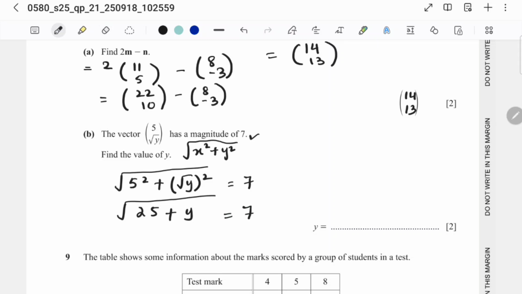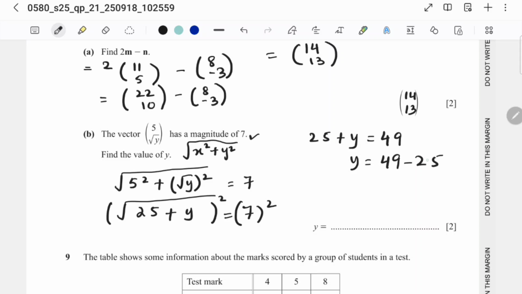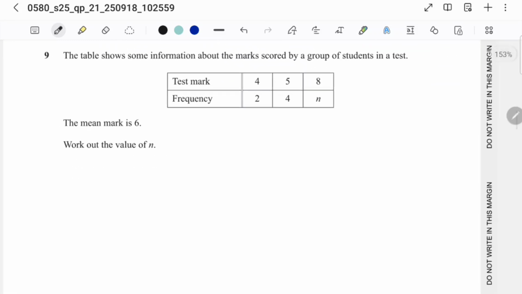So whenever we have to find the value of y, square both sides, and then we get rid of this square root sign. So 25 plus y is equal to 49, and y is equal to 49 minus 25, which is equal to 24. So y is equal to 24 here. Let's do the next question.